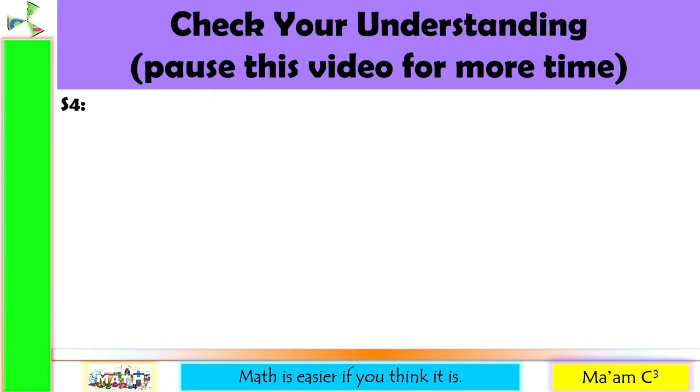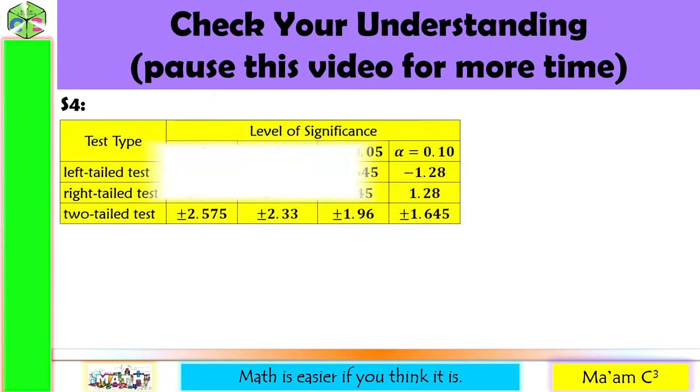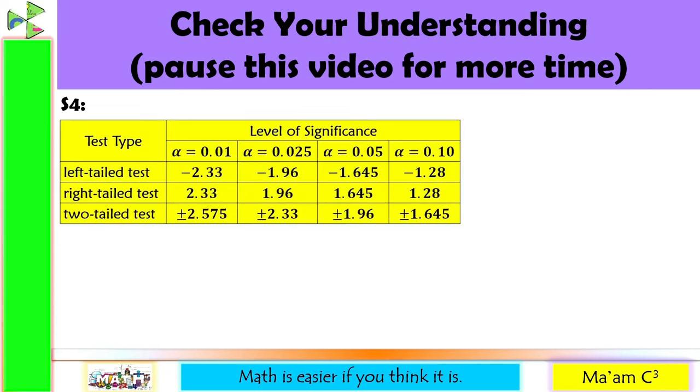Step 4, since we decided to use z-test, let us recall our z-critical values. Our alternative hypothesis, mu is not equal to 90, and our level of significance is 5%. Not equal to, so this is a two-tailed test. At 0.05, our critical values are positive and negative 1.96.